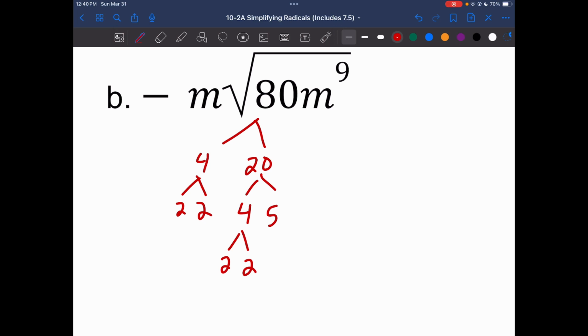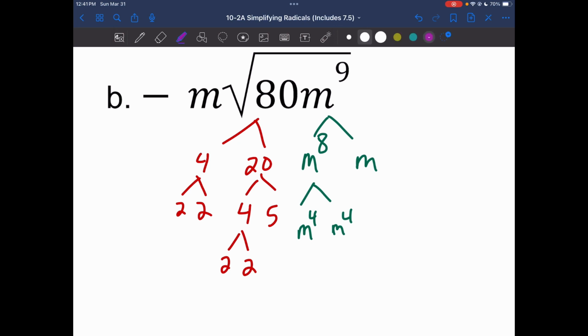Now, we have m to the 9th. So we're going to switch up colors. And instead of listing all of my factors, I'm going to take 1 m away. And we have m to the 8th as my other. So we have m to the 8th and just m. And when I break m to the 8th down, it's going to be m to the 4th, m to the 4th. So what I did was I brought it to an even number that I can divide in half, right? Because I know the way we deal with exponents, we're just adding those exponents together. So I split it in half. Now I have a perfect square.